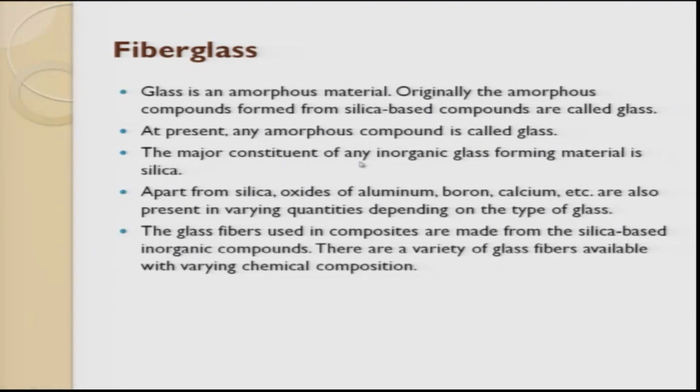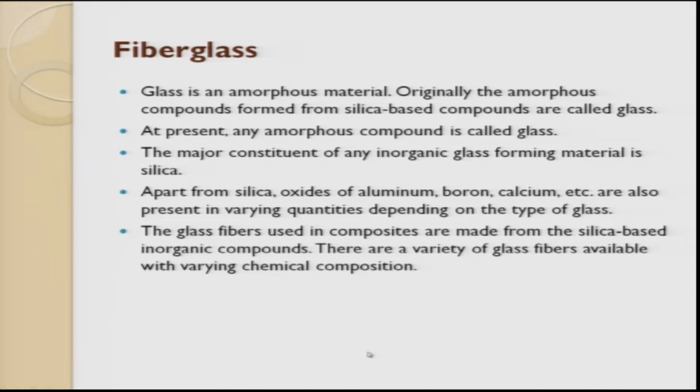The major constituent of an inorganic glass forming material is silica. Apart from silica, oxides of alumina, boron, calcium, etc. are also present in varying quantities depending upon the type of the glass. So based upon the ingredients present, the properties change. You can also try to make it electrically conductive or electrically insulating. All these things can be played around by adding these ingredients. It is not exclusively glass, it is also with the ingredients which give the glass fiber more hybrid properties.